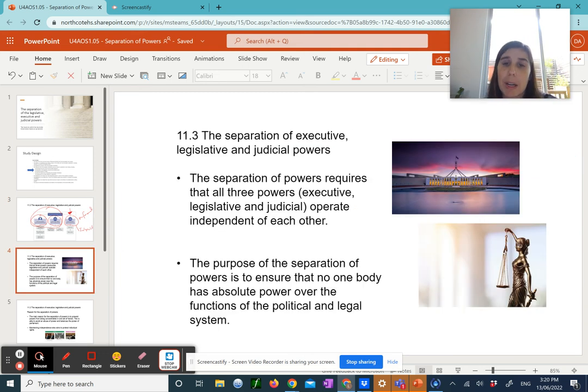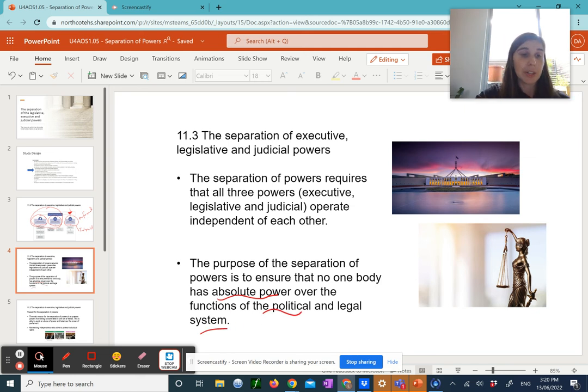Well, the idea behind them is that they're supposed to operate as independently as possible, and this is particularly relevant to the High Court, which can deem laws void, and the fact that the legislative can make or override laws made by the High Court or precedent if they like. Okay, the purpose is to ensure that no one body has absolute power over the other, to ensure that our political and legal systems function appropriately for us.